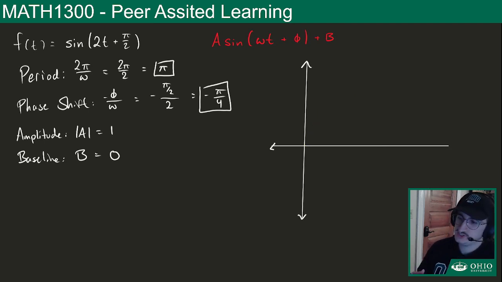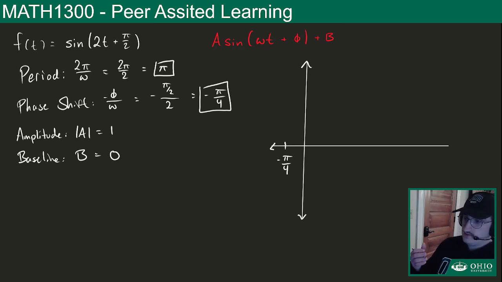So my phase shift will tell me that that fundamental cycle is starting at negative pi over 4. So that cycle, instead of starting at 0, like it usually would, is going to start at negative pi over 4. And so I'll draw a little tick mark, and let me do that in white, actually. We have negative pi over 4.